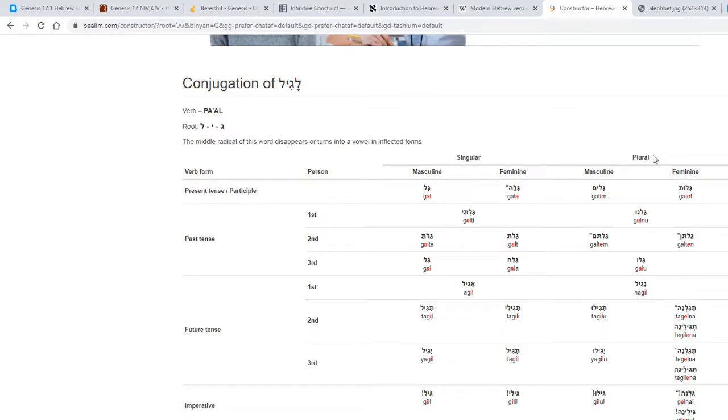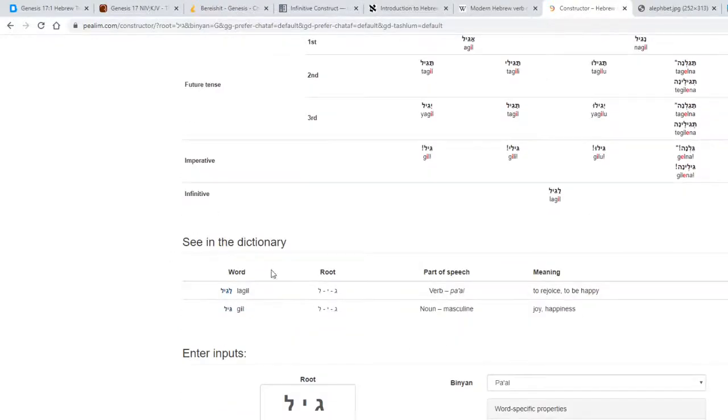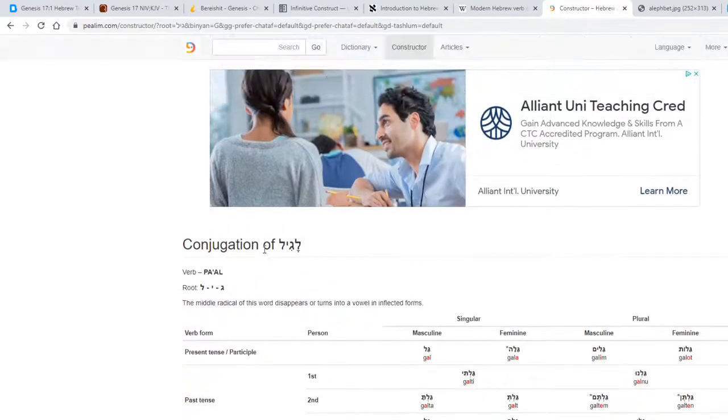There's the singular, there's the plural, there's the masculine, there's the feminine, there's the present tense, the past tense, the future tense, the imperative meaning command, and infinitive, okay? And this is actually pretty useful too. They have a dictionary as well. So this website's actually really useful.